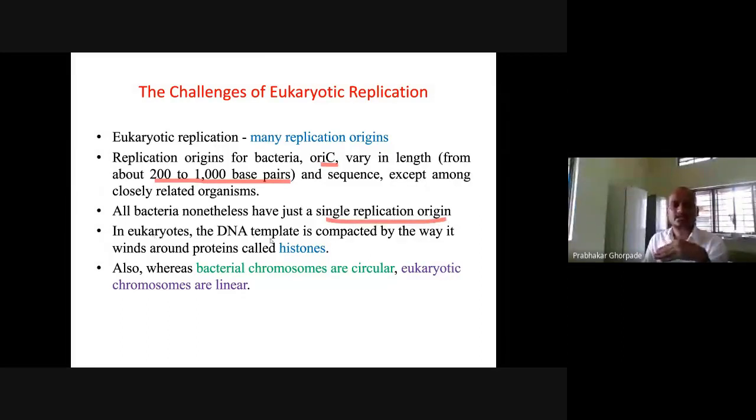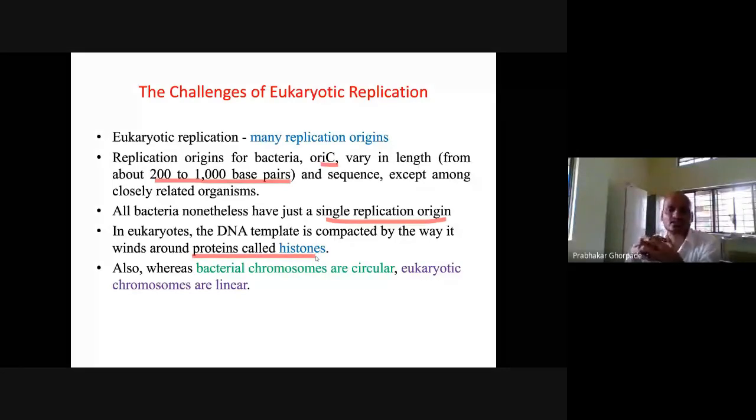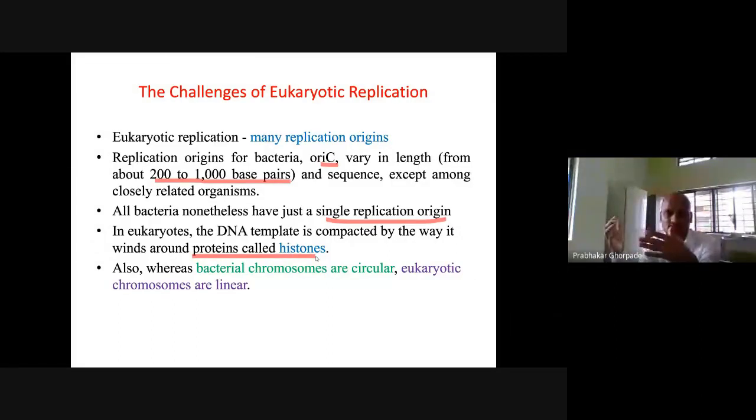In eukaryotes, DNA is compacted by wrapping around proteins called histones. That is why in the last lecture we saw how histones make the nucleosome and what the linker site is. Histones are important, and if DNA is too compacted, replication won't happen. So there should be sufficient DNA that has not been compacted by histones for the replication process to begin.